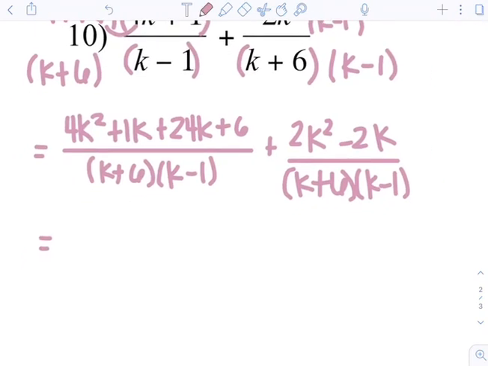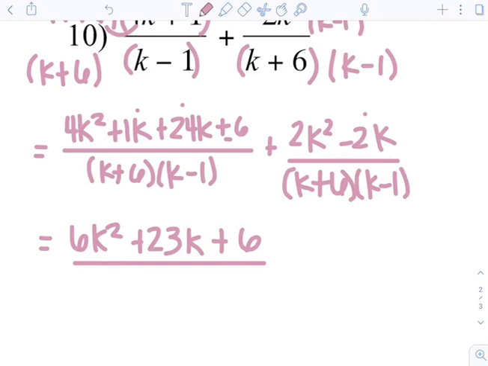Okay, now I'm going to combine all of my like terms. So I have 4k squared plus 2k squared, that's 6k squared. Then 1k plus 24k, that's 25k. Minus 2k, that's 23k. And then just the 6. So I'm going to add on the 6 over k plus 6, k minus 1.